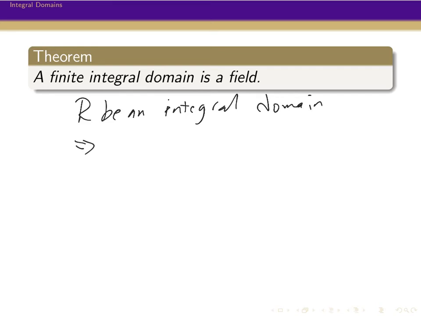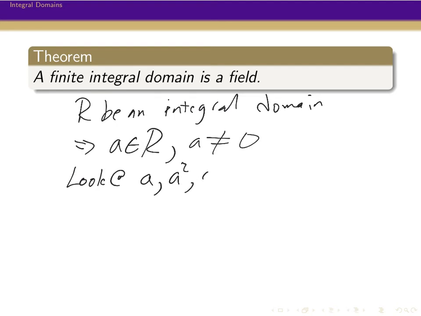Then, let a be an element of R with a not being 0. And so hopefully this proof is going to look familiar. We're going to look at a, a squared, a cubed, all the way down, all the powers of a, just a multiplied to itself. Since this is a ring, this is allowed. Multiplication is closed, and so these are all elements inside the ring.